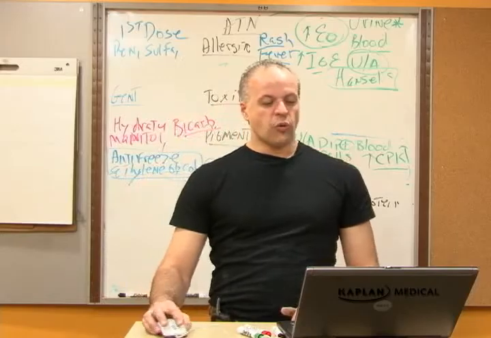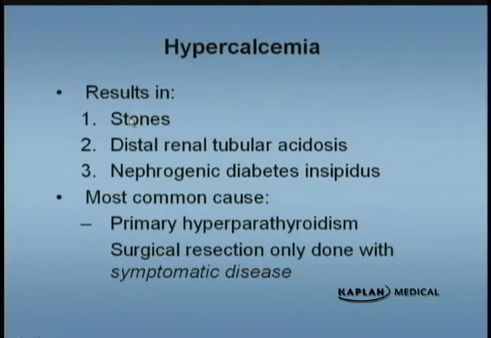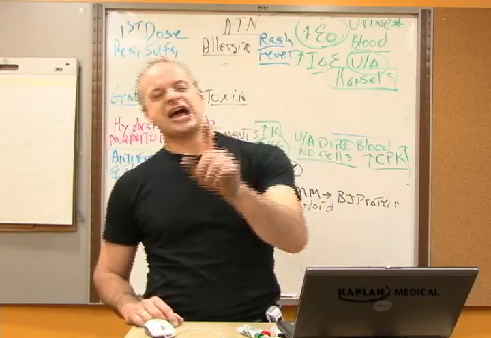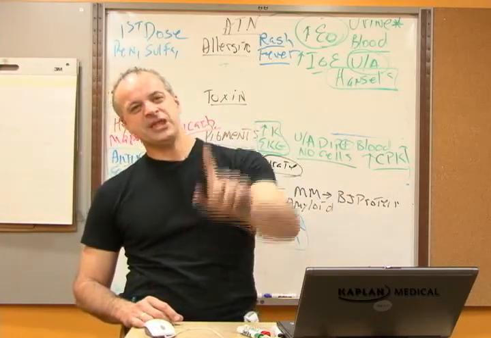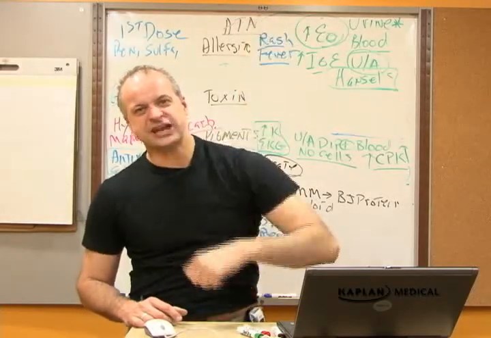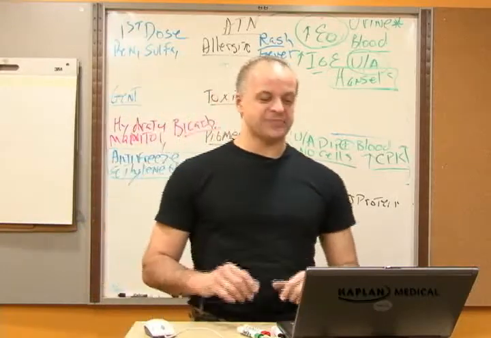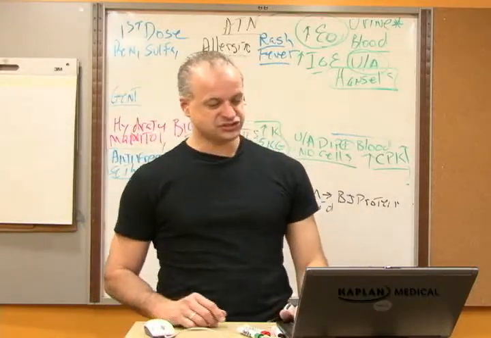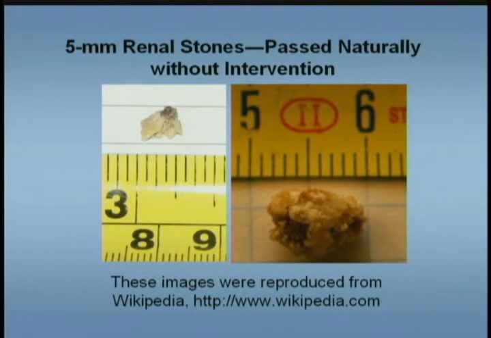Why does calcium block the effect of ADH on the kidney tubules? Because it does. You like that answer? Because that's the way it is. Because I'm the daddy, that's why. Now, the two electrolyte problems that cause nephrogenic diabetes insipidus are high calcium and low potassium.